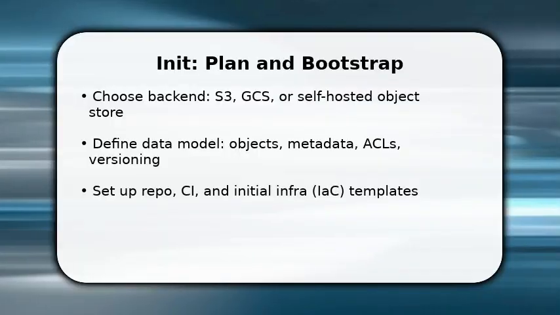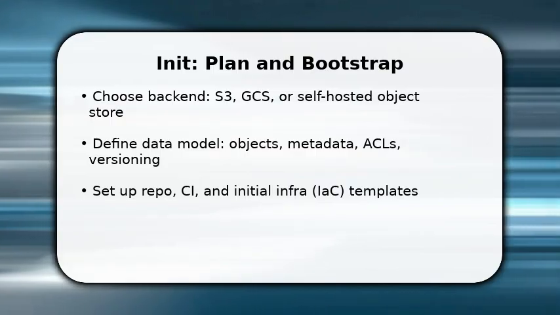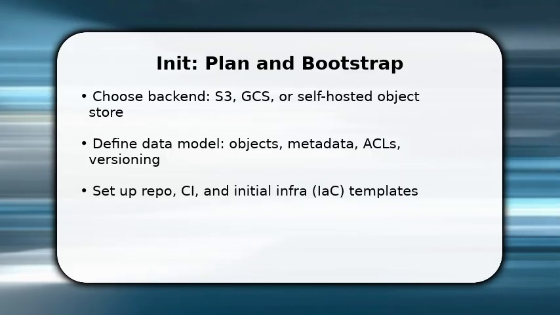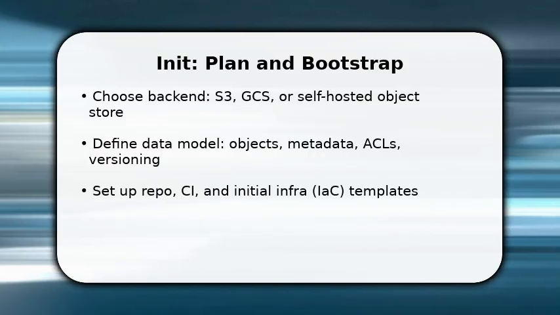You begin by locking design decisions that shape the build. Pick S3 versus GCS or a self-hosted object store, and decide versioning and ACL behavior. Next, create a repository, add continuous integration, and scaffold infrastructure as code templates. Once done, provision a dev bucket and a minimal API gateway so you can push and test quickly.